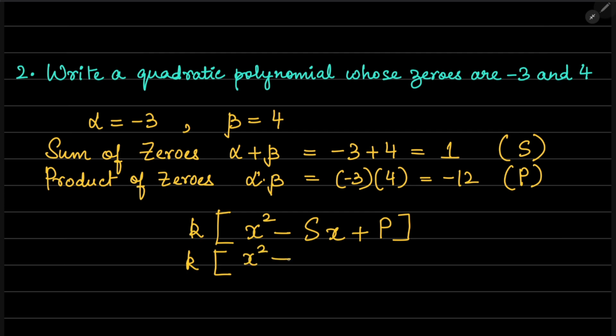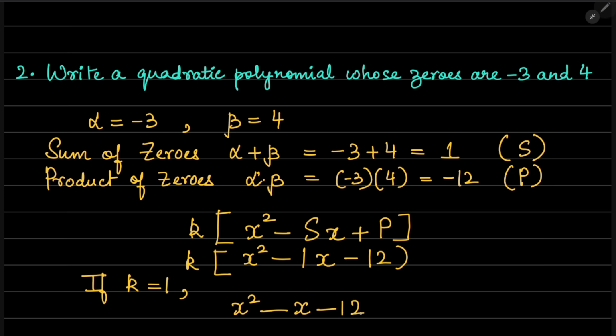So x square minus, what is the sum of zeros? It is 1. So 1x, and what is the product? It is minus 12, right? Sum is 1 and the product is minus 12. So I'm going to substitute s as 1 and the product as minus 12. If k is equal to 1, then the quadratic polynomial will be x square minus x minus 12.